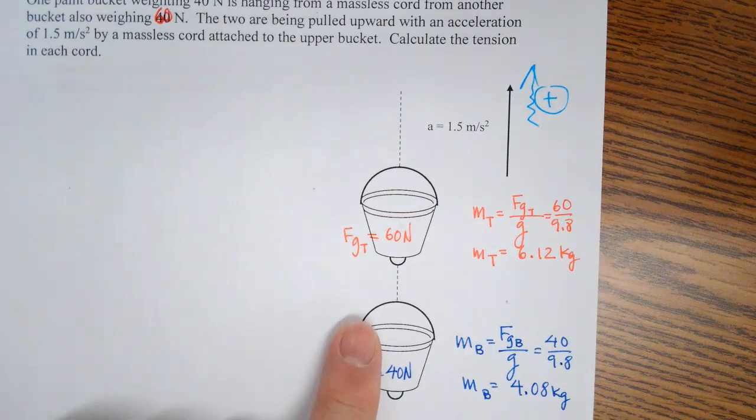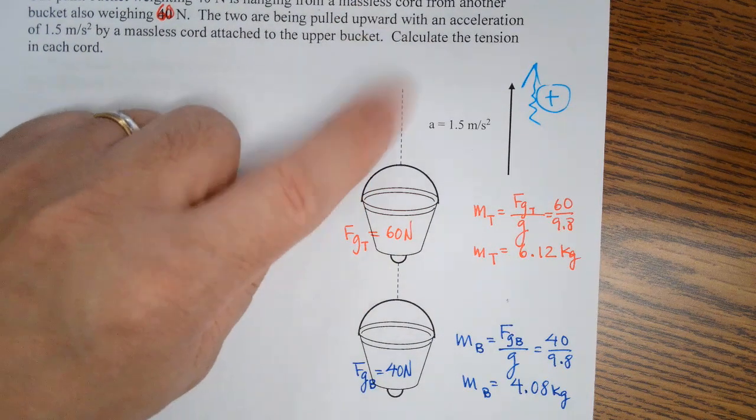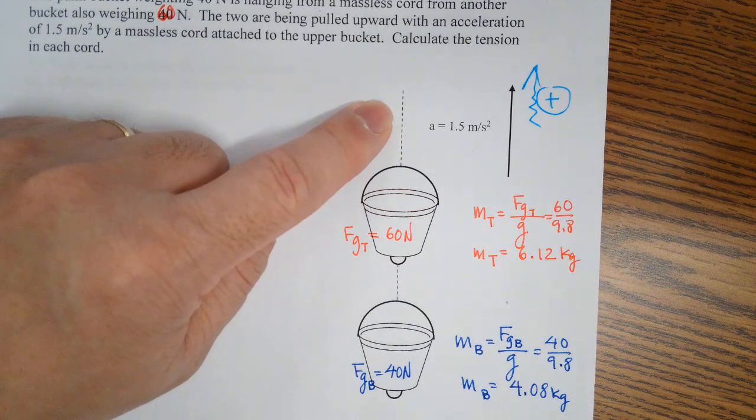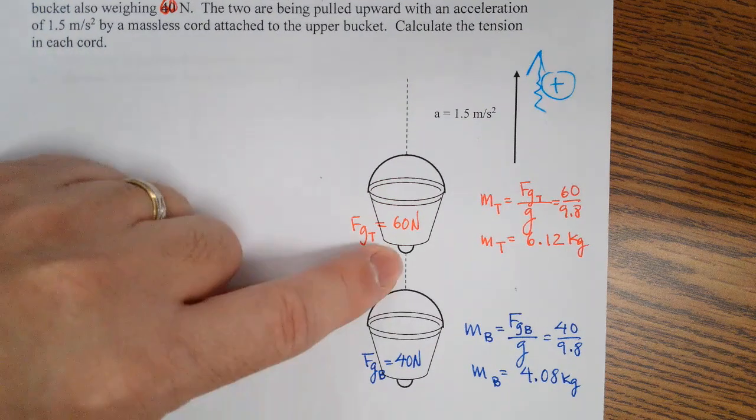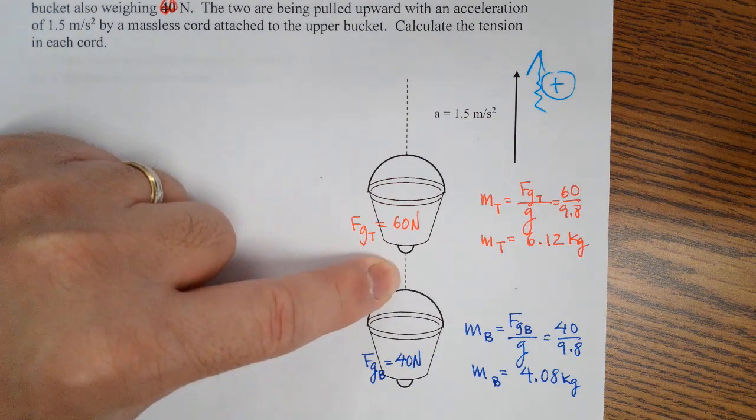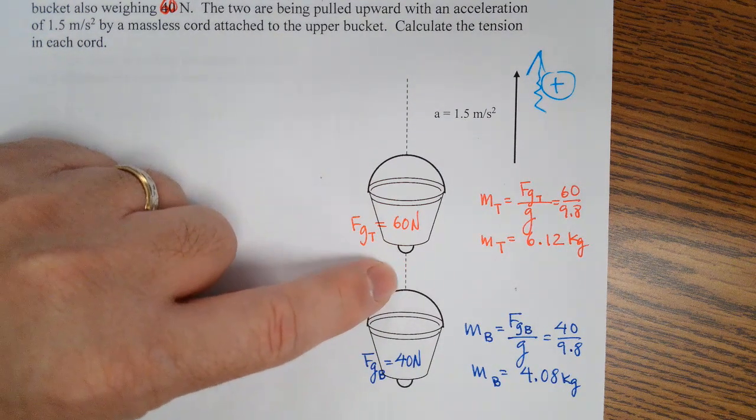But what if this thing is accelerating this way? You think this tension is going to be more than 100 or less than 100? Definitely more, right? Definitely more. So that's a good thing to know in our head before we even start the problem. And obviously this has to be more than 40 newtons, right?